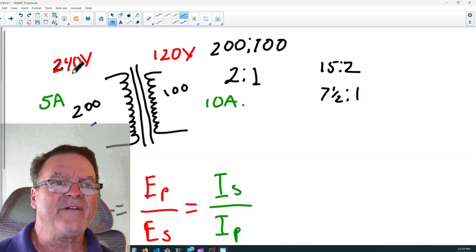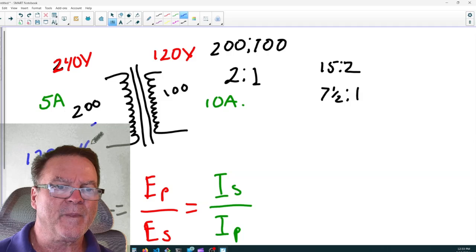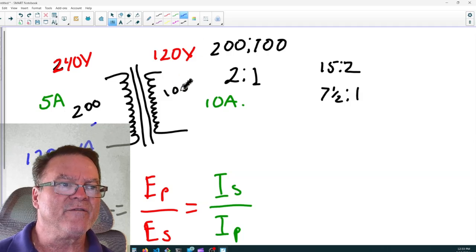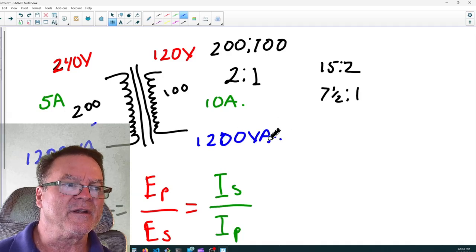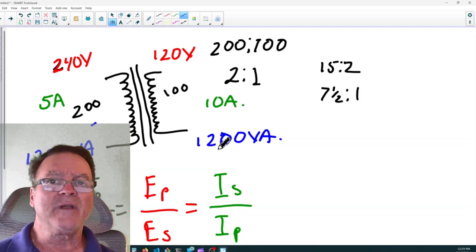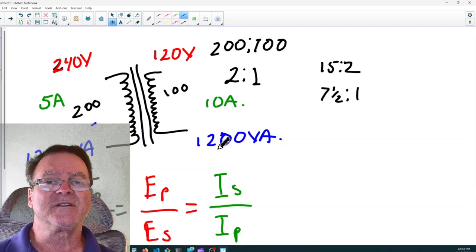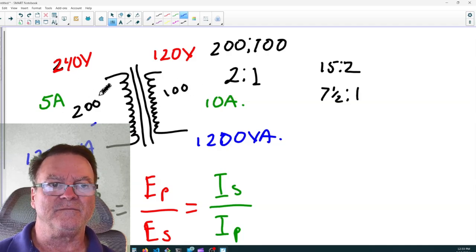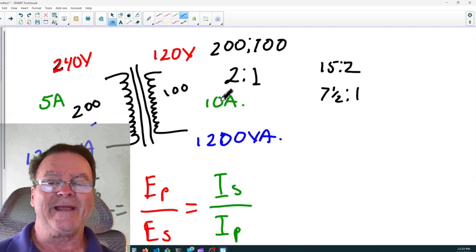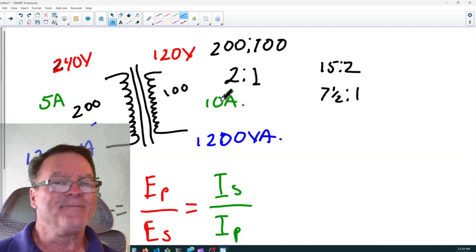And look, 5 amps times 240 volts is 1200 volt amps. And 120 volts times 10 amps is 1200 volt amps. Power in equals power out. You don't get anything for free. There's no such thing as a free lunch. That's why the current is inversely proportional. The power we put into the transformer is the power we get out of the transformer.